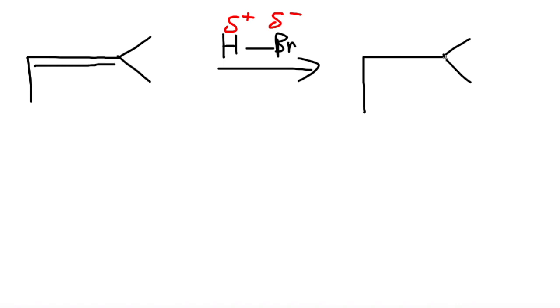Now the double bond goes away. We draw the hydrogen over here because the carbon has more hydrogens. Then we have no choice but to draw the bromine over here because we only had two choices, right? This whole thing can be called a hydrohalogenation reaction because we have a hydrogen and we have a halogen element.